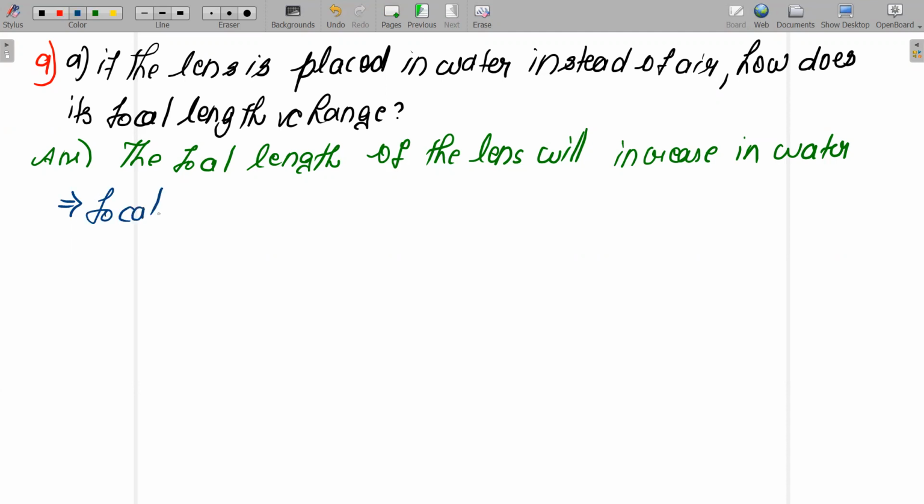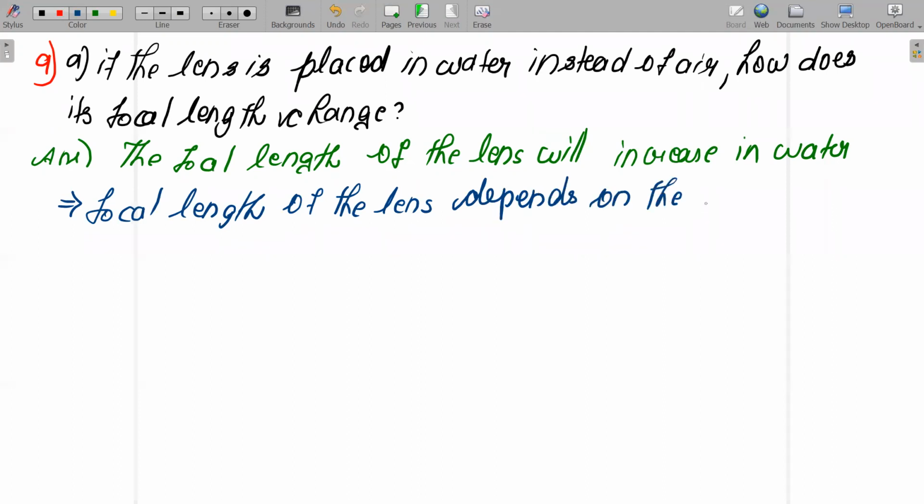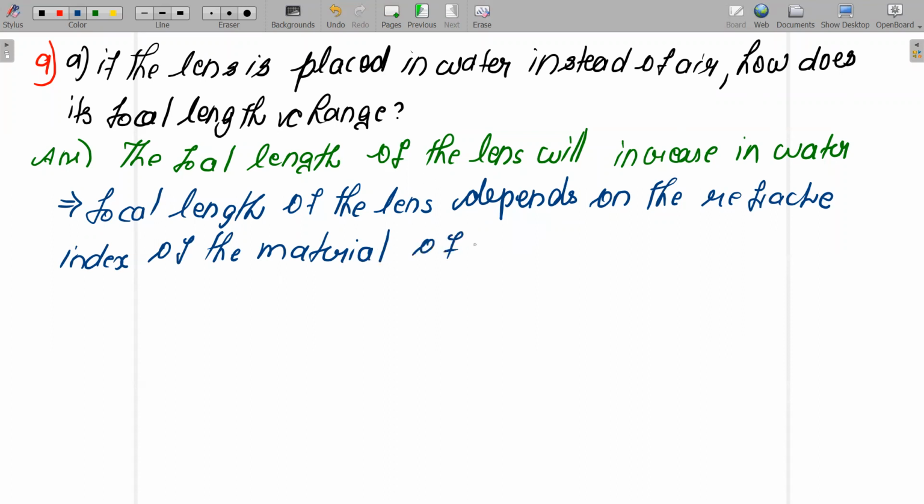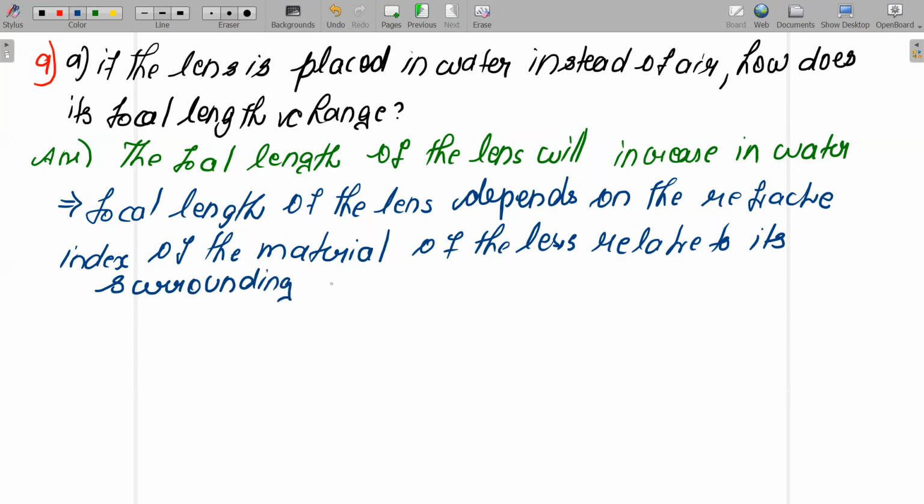Focal length of the lens depends on the refractive index of the material of the lens relative to its surrounding medium. Understood?